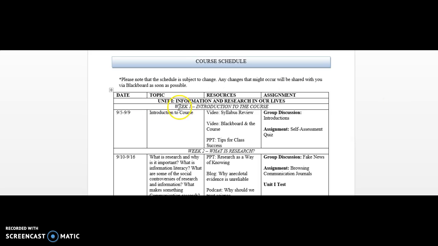You'll notice that the schedule is for the weeks. Assignments are always due on Sunday nights. So the week I essentially have it start on a Monday and end on a Sunday. So all of your assignments, tests, the final postings of group discussions are always due on Sunday by midnight.